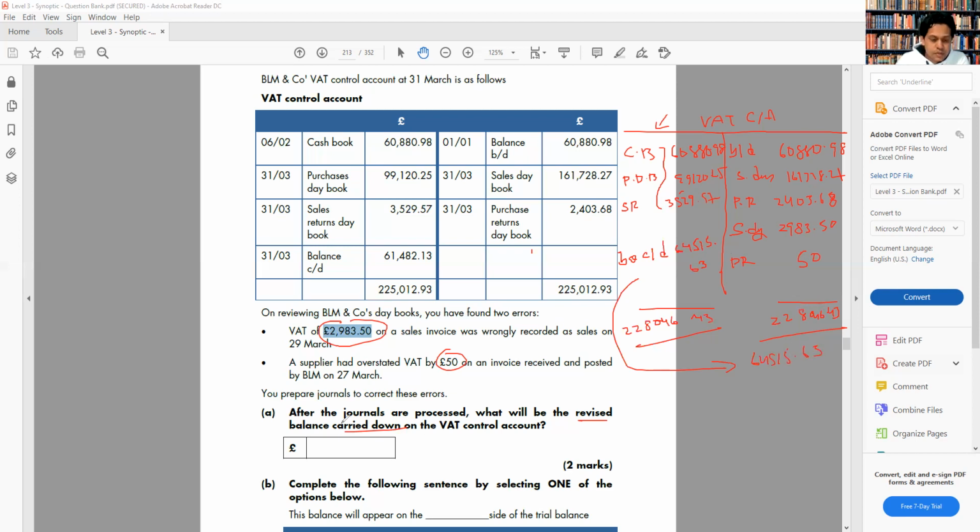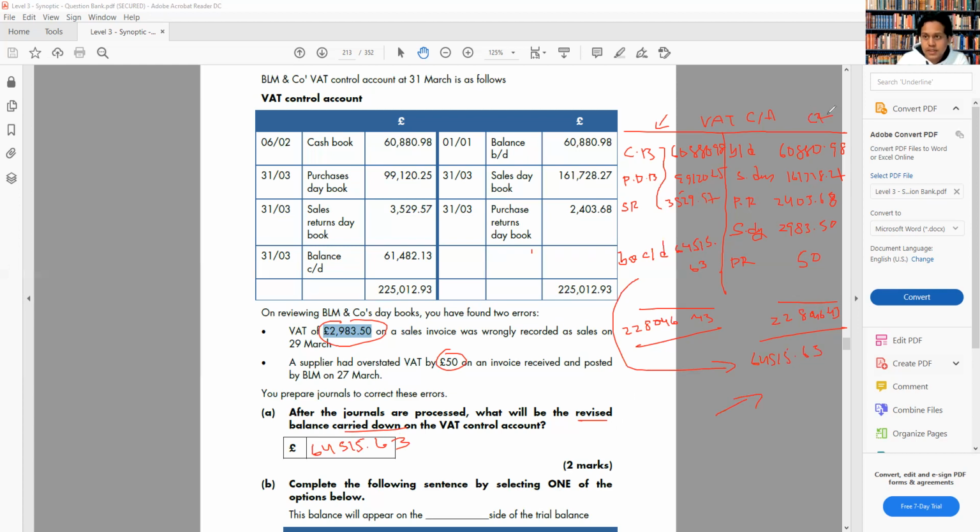And this balance CD will come as a balance BD, same amount, 64,515.63. So you're going to write the new balance CD after we correct the errors. That will be 64,515.63. And this is my credit balance because the opening balance, the balance BD, is on the credit side.